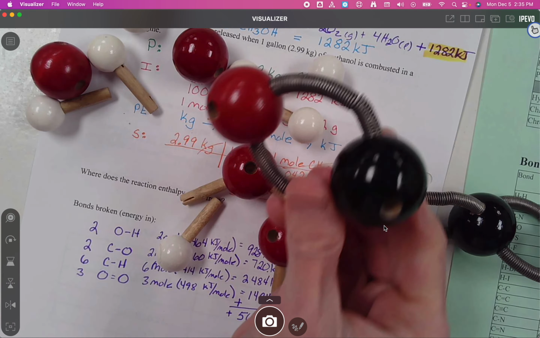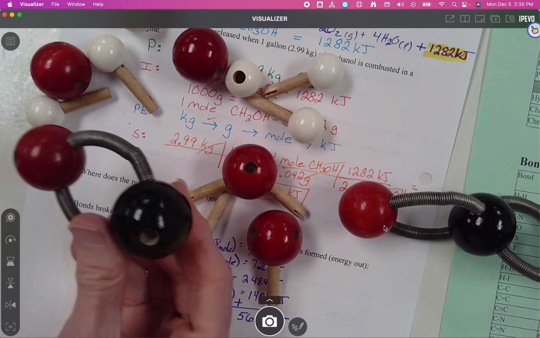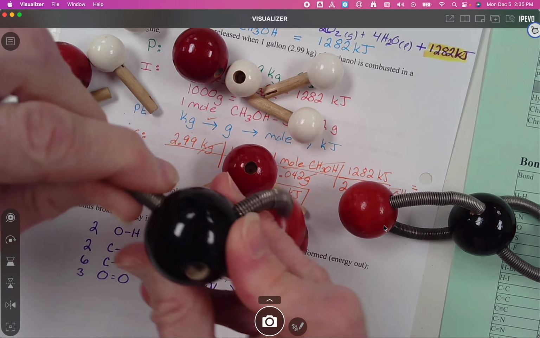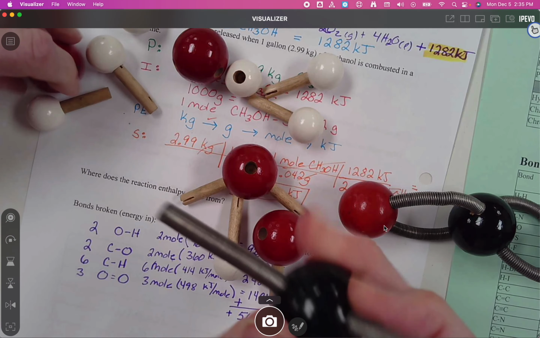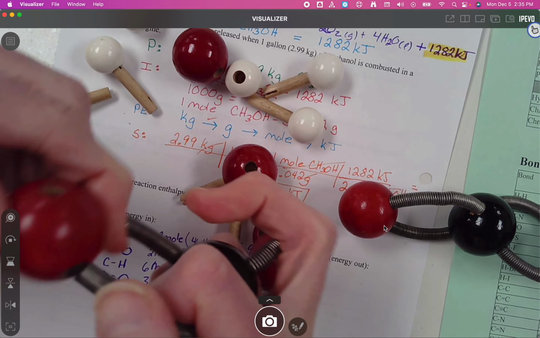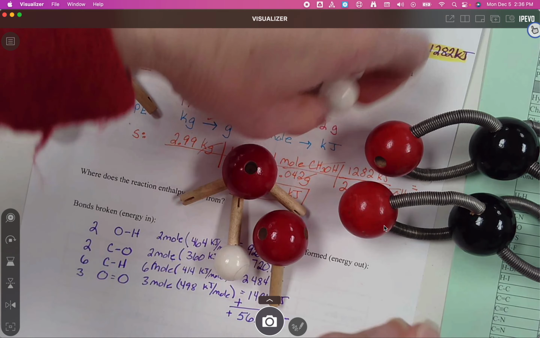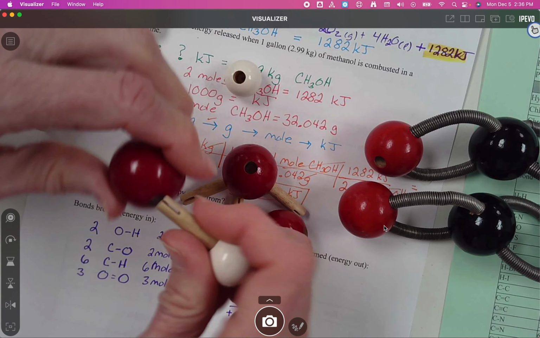Need to get some more springs. Then we need 4 water molecules.